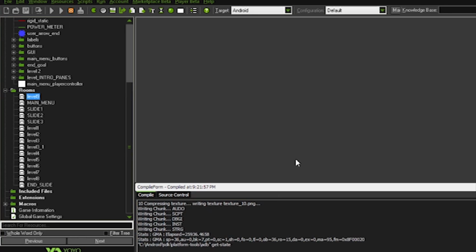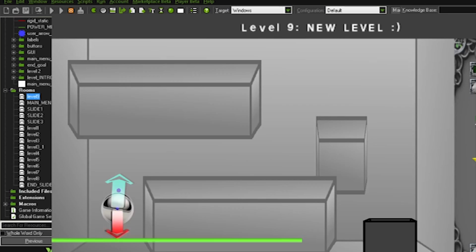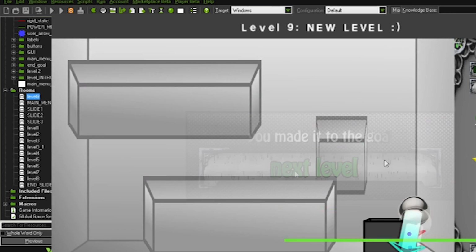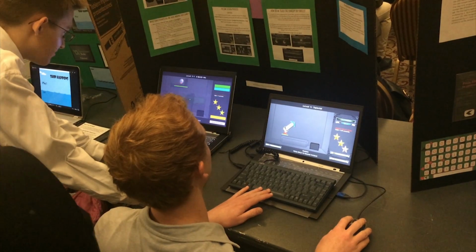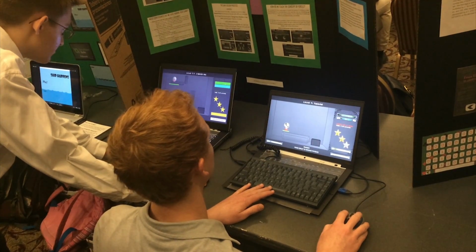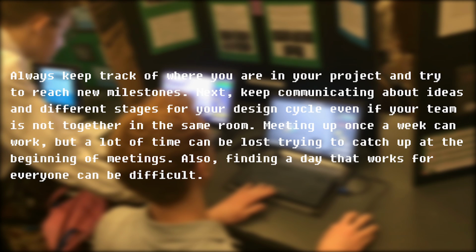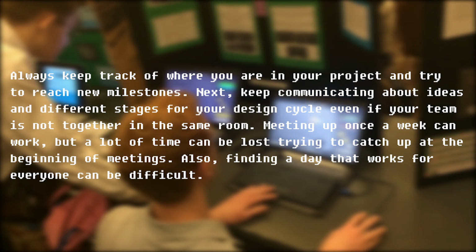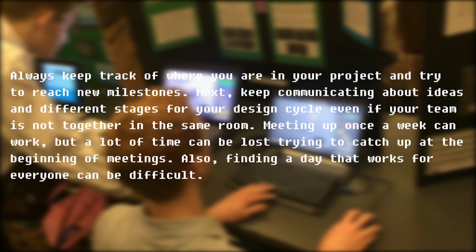Creating the game itself, on the other hand, was not a big challenge, as the game engine for GameMaker is straightforward, and some members in our team had experience using it in the past. Finally, we have some advice for future students who have to do a similar project. First of all, never procrastinate. Always keep track of where you are in your project and try to reach new milestones.